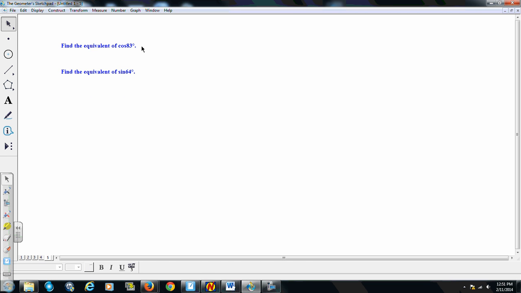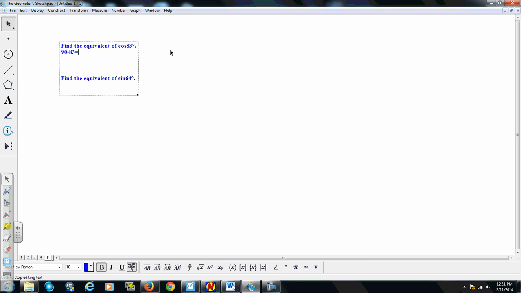Another way you might be asked this question is find the equivalent of the cosine of 83 degrees. Well, we could easily type this in the calculator and get a decimal, but personally, I like to recognize the fact that 83 degrees has to be added to something to get 90. So I just take 90 minus 83, and I see that it's 7. So I know that the other angle has to be 7 degrees because it's a right triangle. And so since I'm looking at it from a different perspective, I know that the legs switch. So sine of 7 is going to be equal to the cosine of 83.